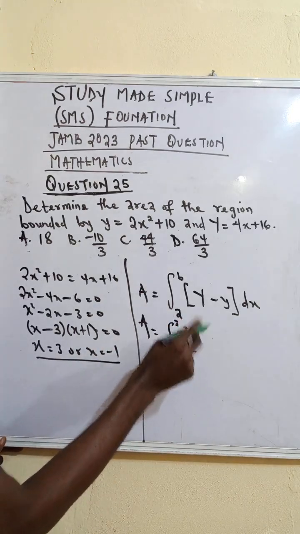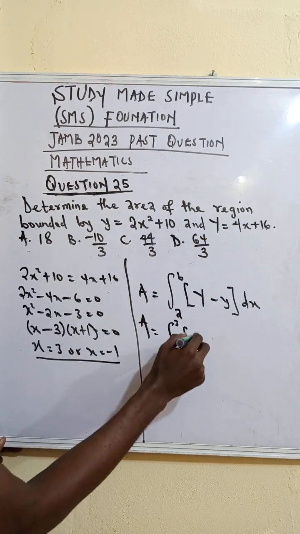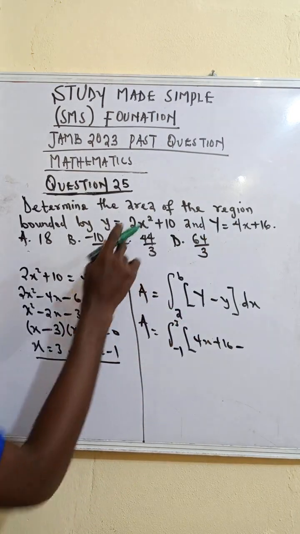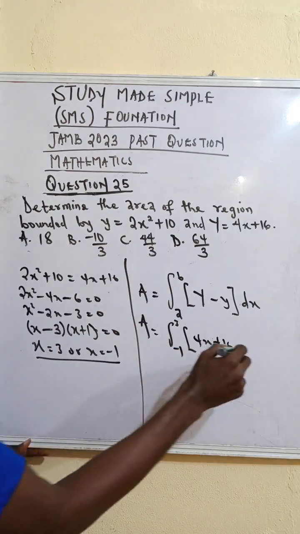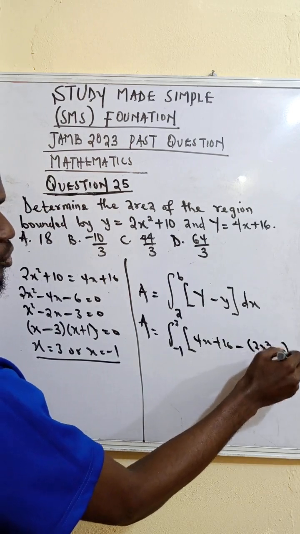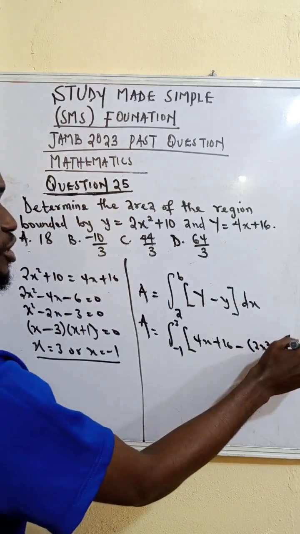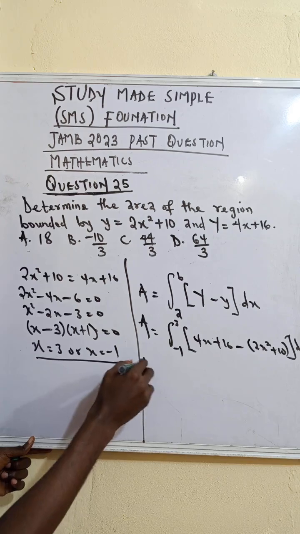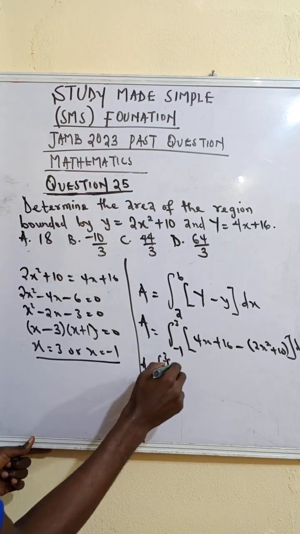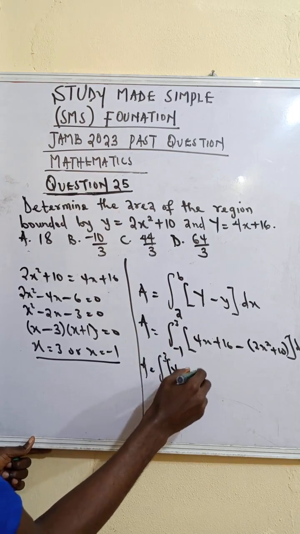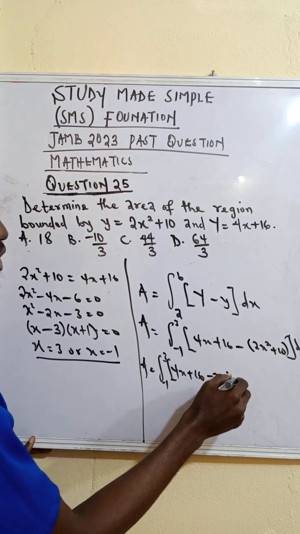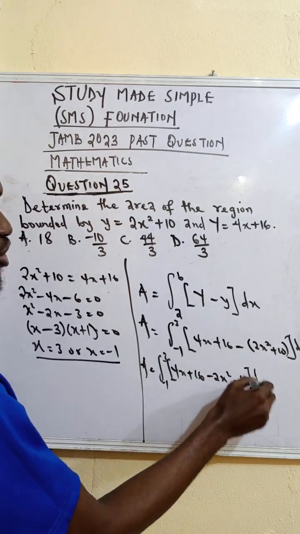So let us substitute our function. The upper function is 4x plus 16 minus the lower function, which is 2x squared plus 10. So the remaining thing is to simplify further. The area will be integral from -1 to 3 of the function 4x plus 16. So open this bracket, I will have minus 2x squared minus 10 with respect to x.